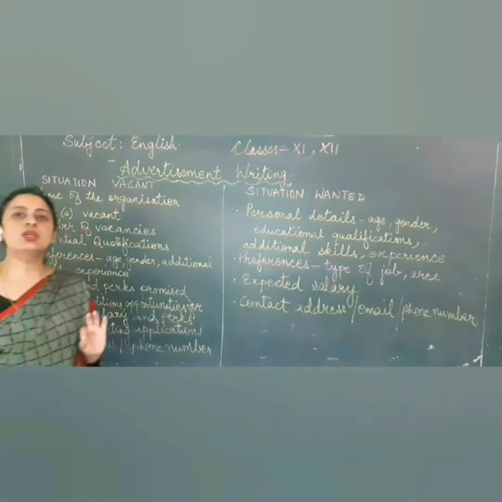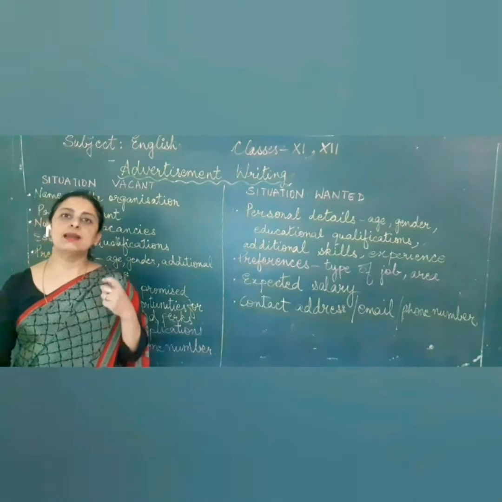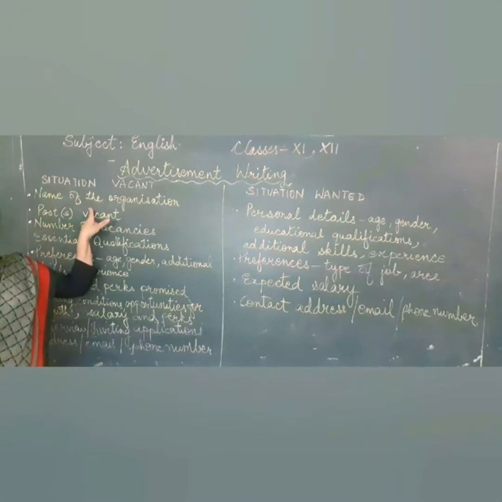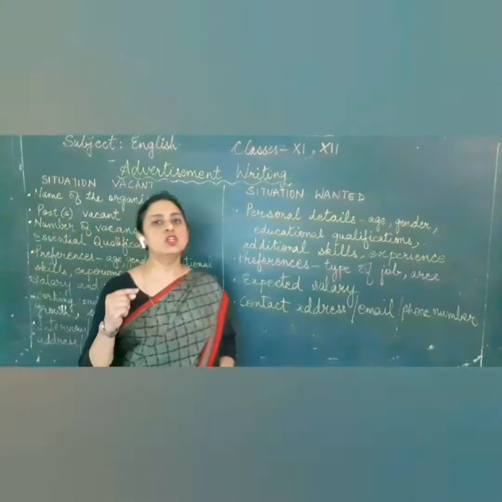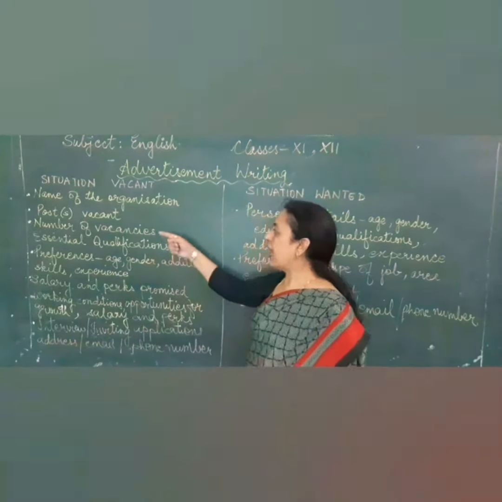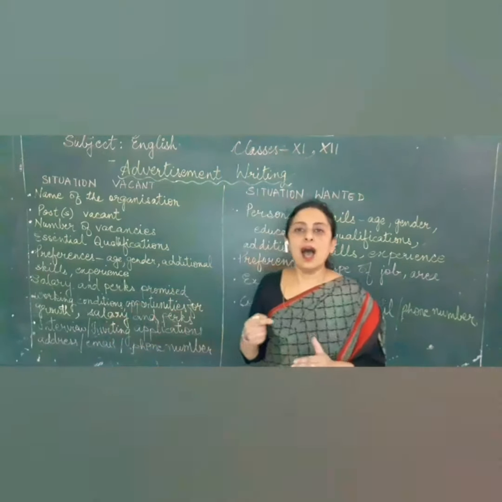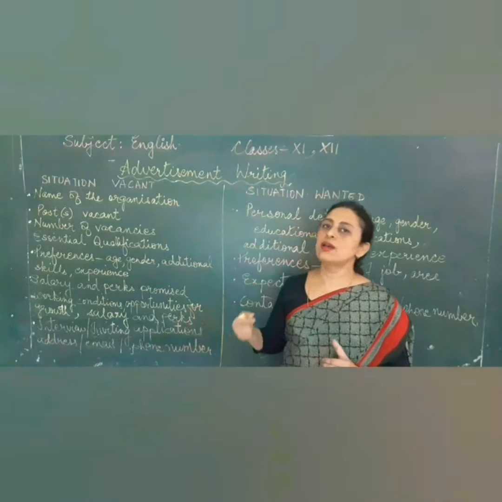Now, you need to keep a few points in mind when you write an advertisement based on situation vacant. First of all, you will have to write the name of the organization. You must write which particular firm, institution or organization is looking for people to work for them. After that, you need to mention which post is vacant and how many vacancies you have, whether you are writing for one post or more than that.